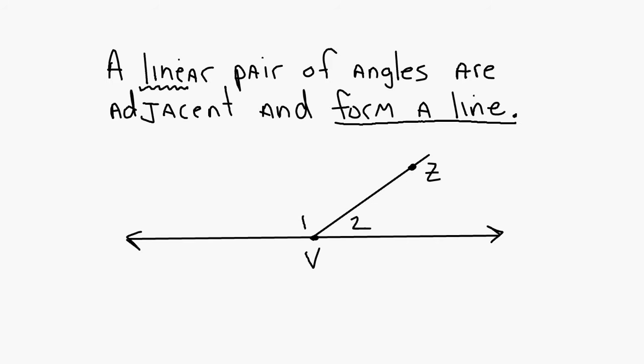They form a line. The book says that their non-common sides are opposite rays. I think it's easier to remember if you just say they form a line. Okay? Share a side, share a vertex, and they form a line.